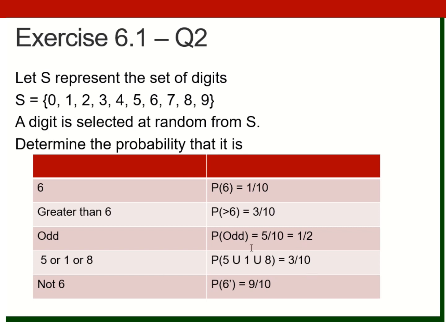What's the probability of not getting a 6? The complement of this: getting a 6 is 1 out of 10. Not getting a 6 is 9 out of 10.